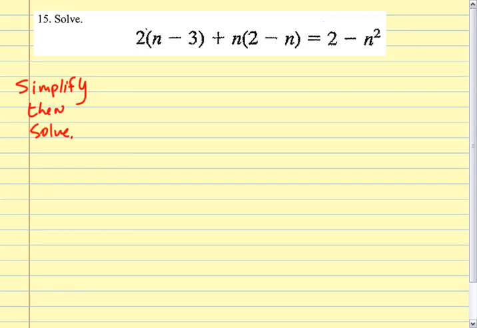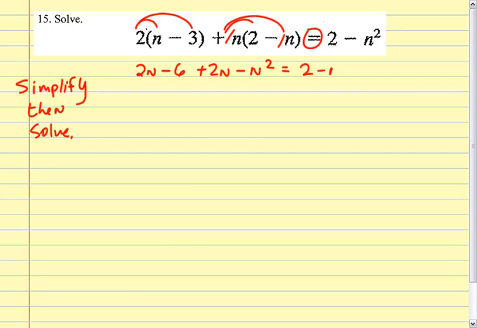All right, so let's see. I see, here's my equal sign. I'm going to simplify this left side by distributing first. I'm going to get 2n minus 6, and then that's going to be n plus 2n minus n squared. All right, because remember there's a 1 in front of that and a 1 in front of this. Okay, is equal to 2 minus n squared.